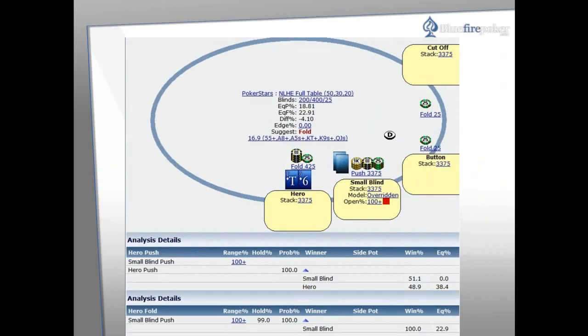And just to run this hand through Wiz, just to confirm the math, you can see that the equity of a push is 18.81 and the equity of folding is 22.91. And notice that in this hand, even though we're getting a lot better odds, we can only call about 16.9% of hands due to the effects of ICM.